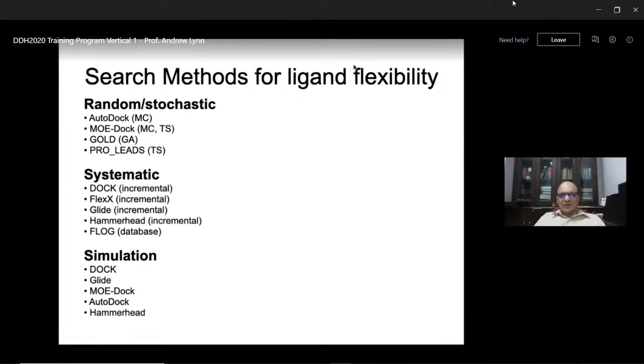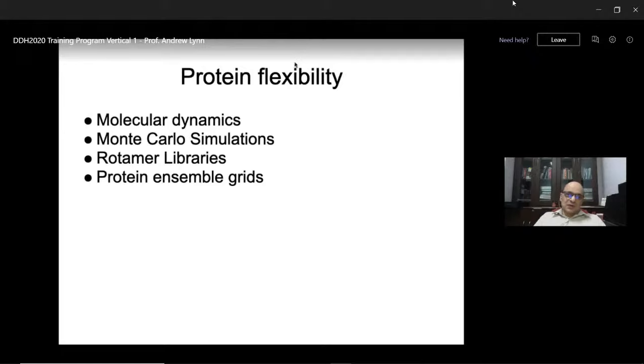Now you have ligand flexibility, so methods to deal with ligand flexibility. You also have protein flexibility. Now, most of the docking methods do not allow protein flexibility because it's extremely costly. But you do have ways in which you can get protein flexibility, especially if the active site using rotamer libraries, very commonly available.